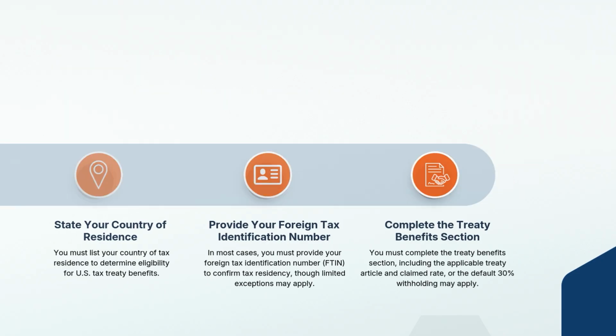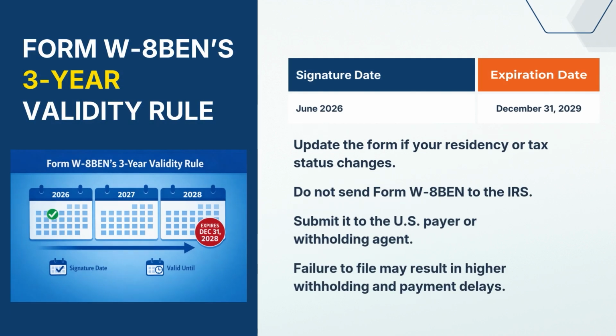Form W-8 BEN is generally valid starting on the date it is signed and remains in effect until the last day of the third calendar year following the year you sign it, unless your circumstances change. For example, if you signed the form in June 2026, it will typically remain valid through December 31st, 2029. If your residency, citizenship, or tax status changes, you must submit a new form.